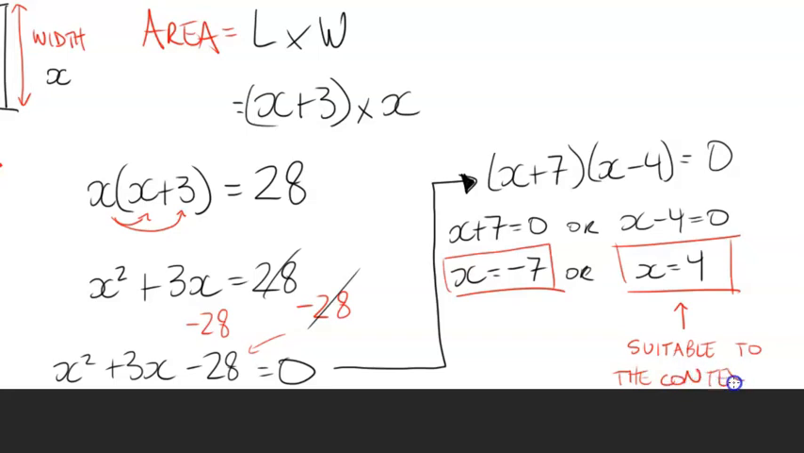Okay, and I want you to make sure that you don't go into autopilot and just say the length can be either negative 7 meters or 4 meters, because you will lose marks if you're suggesting that a length is negative. Okay, so just be very, very careful with the context of the question.